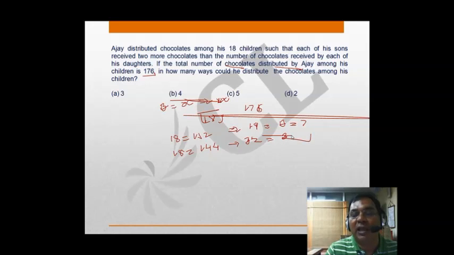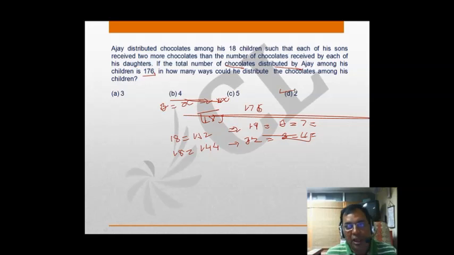So boys can be 16. After that, no multiple. So once I get boys is 7, once I get boys is 16. So there are only 2 ways I can distribute among the boys. This is the way we are going to do.